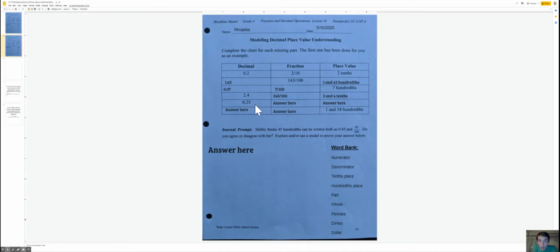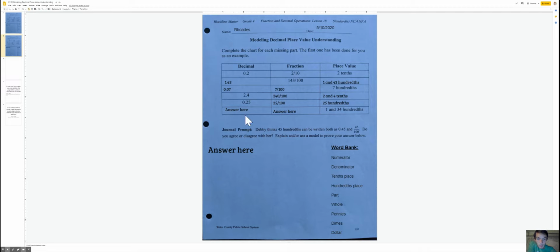Now for our decimal form down here, we have 0.25. That's 25 cents, right? So as our fraction form, we're going to write however many pennies out of how many pennies it takes to make $1. We understand that that's 25 out of 100. As my place value, I'm going to write 25 hundredths. You could also write 2/10 and 5 hundredths as your place value answer.